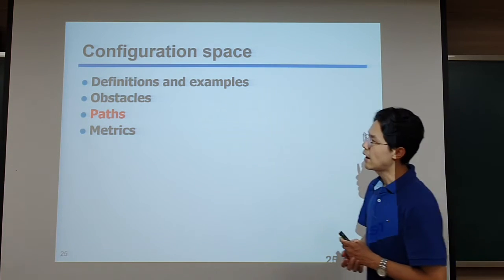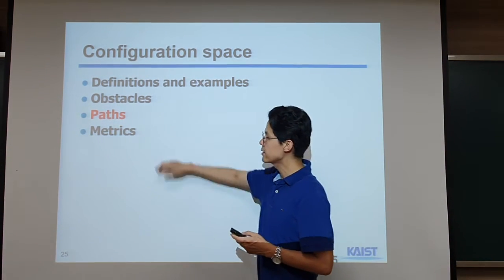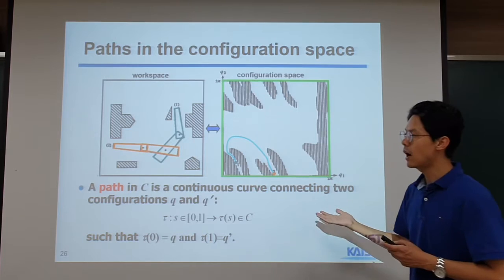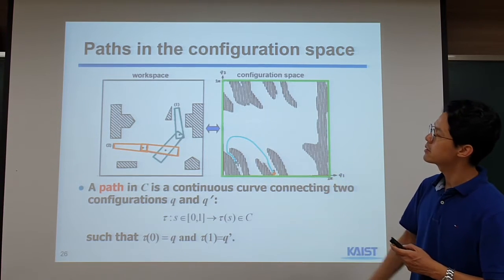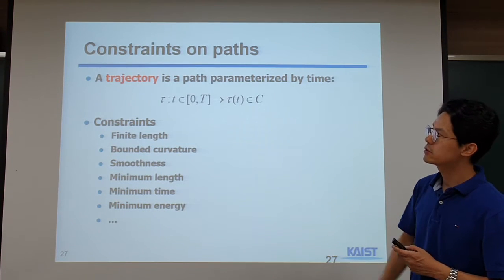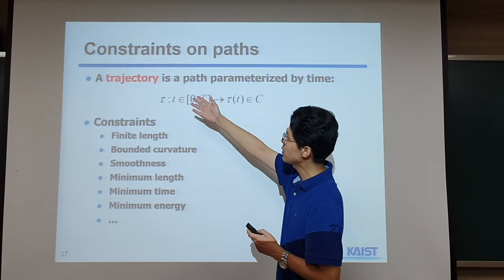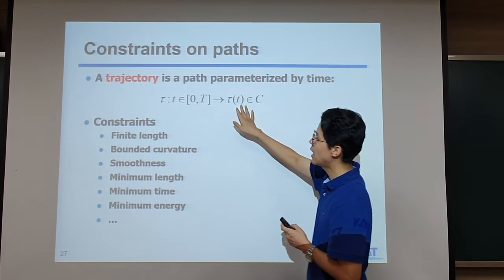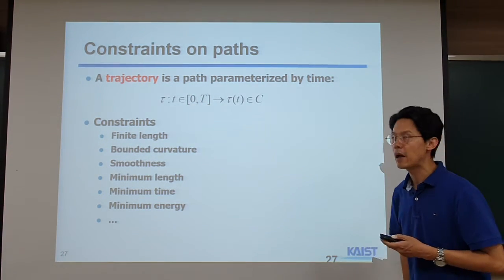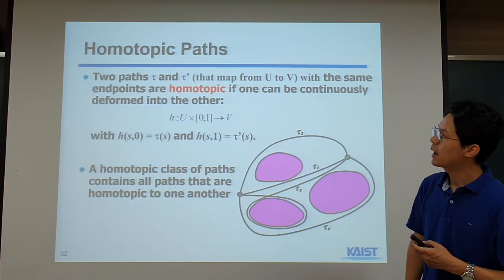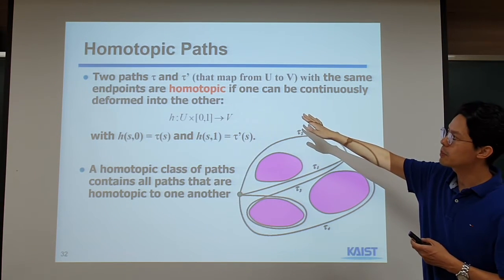Okay, so now I'd like to briefly touch on paths and metrics. Before, I already talked about what a path in the C space is. I also talked about the trajectory, which is parameterized by time, so that we can control even the velocity. But I'd like to talk about this concept of homotopic paths.